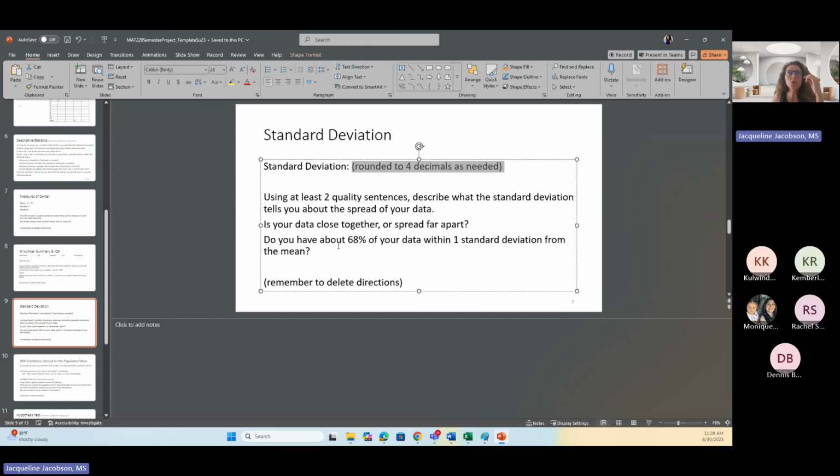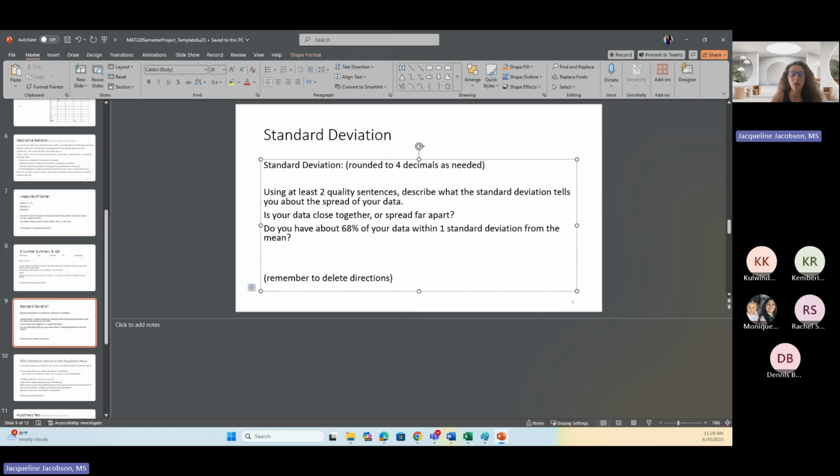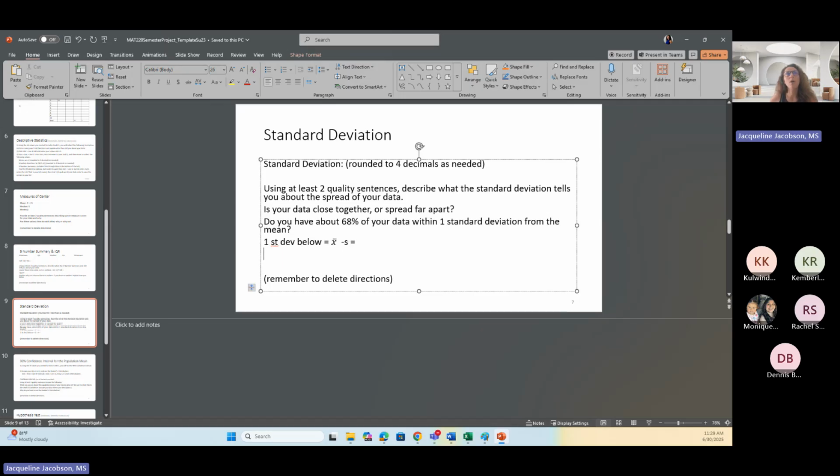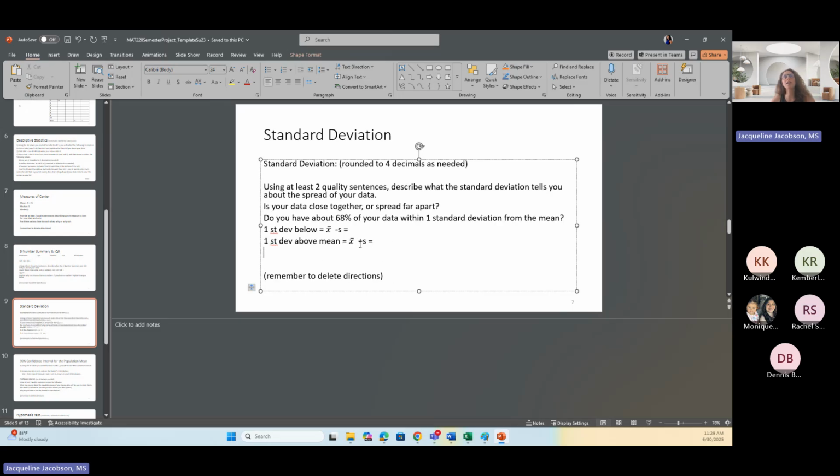I want to see your calculations for values that are within 1 standard deviation away from the mean. I want to see the value that is 1 standard deviation below the mean. Don't do the minimum. Show me you understand. So X bar minus S is equal to. What about 1 standard deviation above the mean? It is equal to X bar plus S. What is that value?